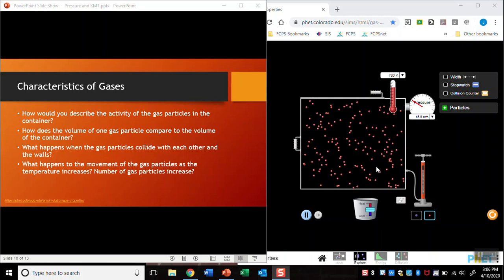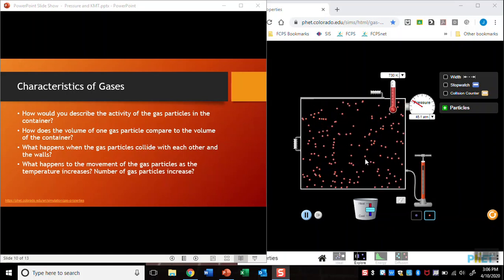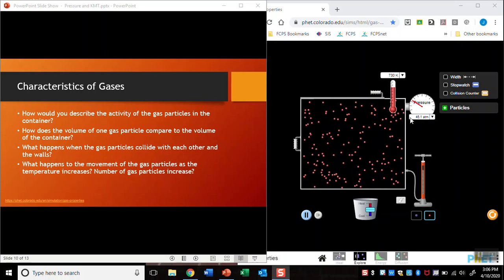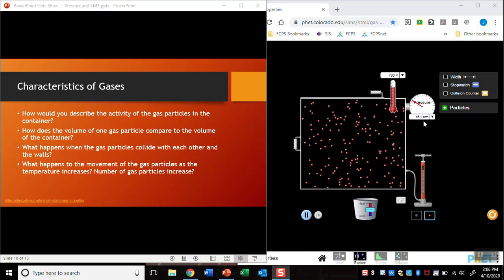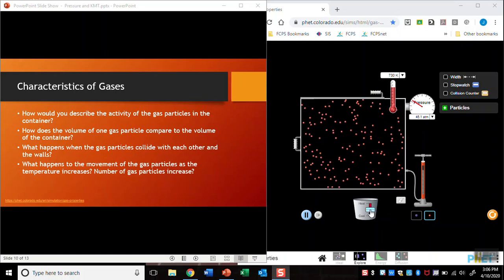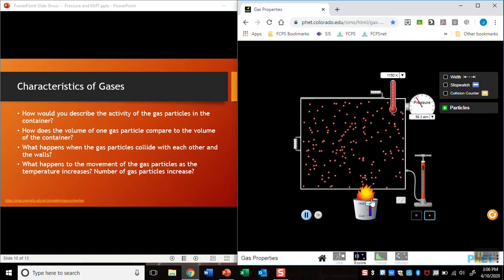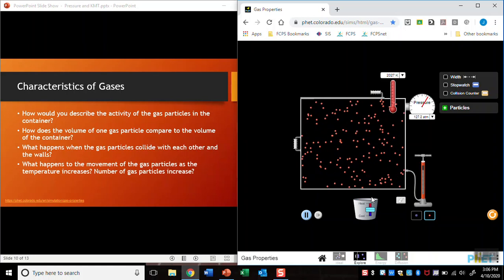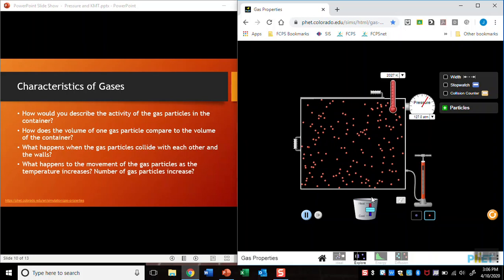So I want you to take a look at what's going to happen with the individual particles, okay? And I want you to actually look over here at the pressure gauge, okay? So right now it's bouncing back and forth between 45 to 46 atmospheres. So if I were to increase the temperature, so I'm going to heat it up, what do you see happening to the movement of the particles? If you said that they're moving faster, you are absolutely right.